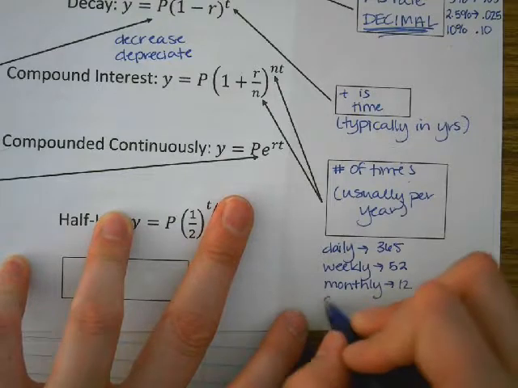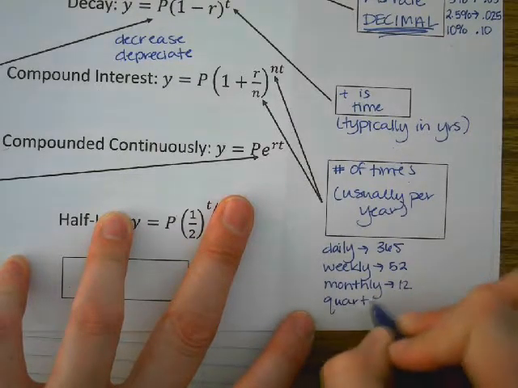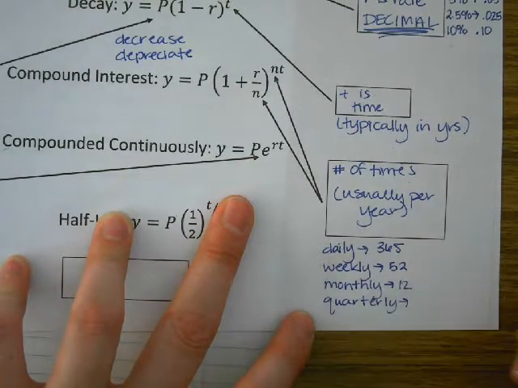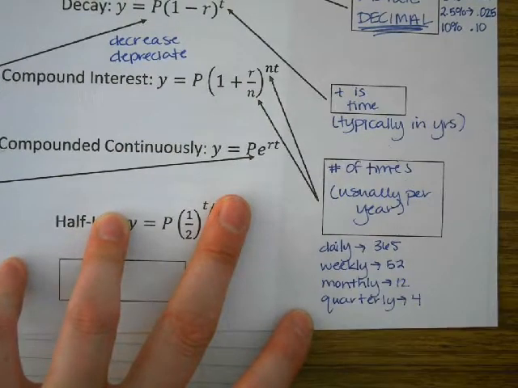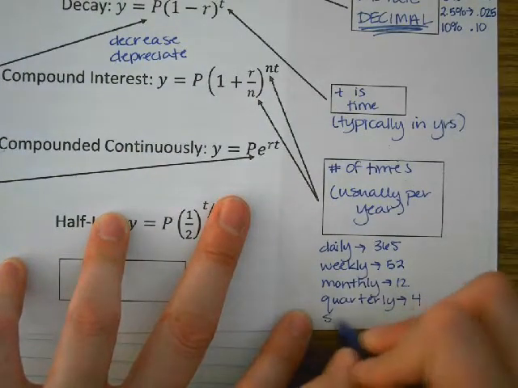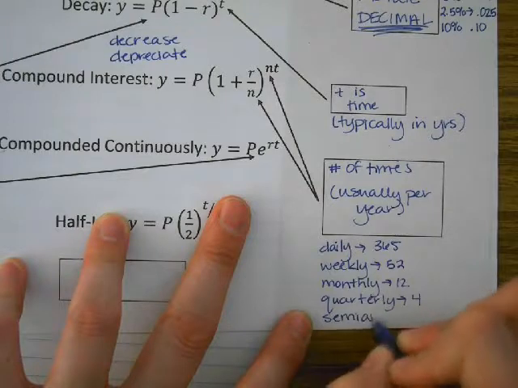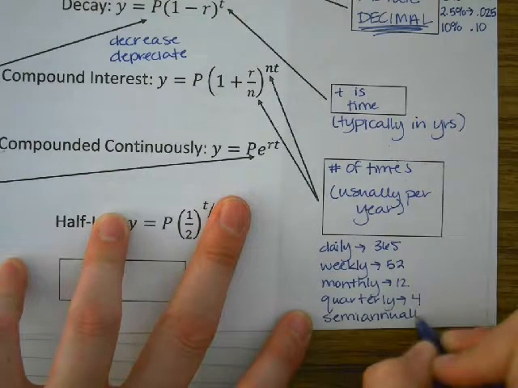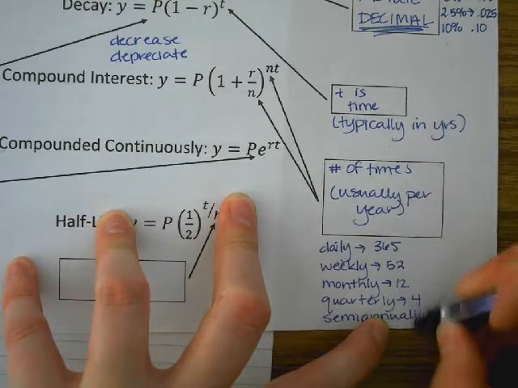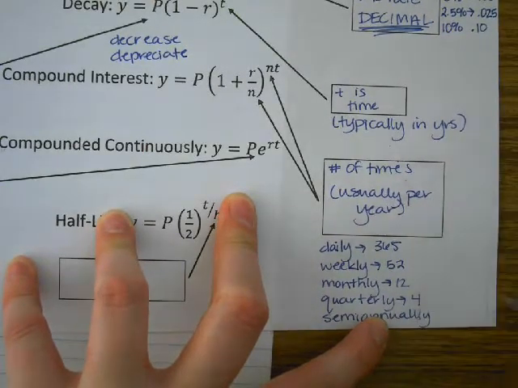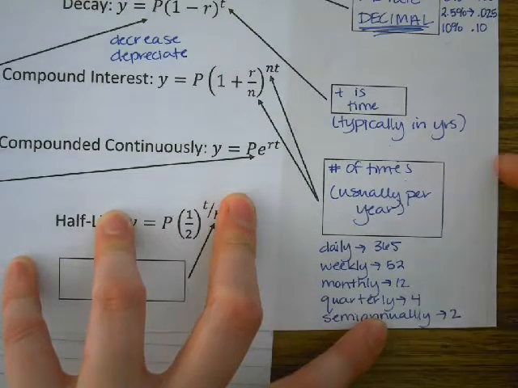What if they said quarterly? 4. You were thinking the right thing. Quarters, there's 25 cents, but there's 4 quarters in $1. So quarterly means 4. Anyone know what semi-annually means? Half a year, so it's twice. Semi-annually means twice.